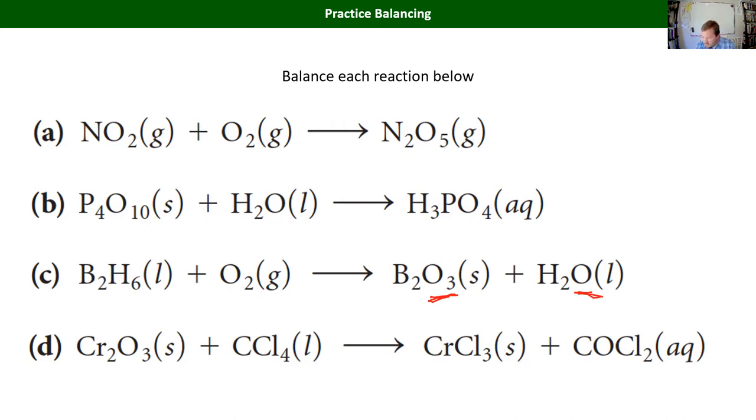So the key here is going to be the hydrogens, because we have 6 hydrogens on the left, and all of our hydrogens are being converted into water, which means we must have at least a 3 right here. And no matter what we do, if we change the coefficient in front of that boron hydride compound, we're going to wind up working in multiples of 3 waters, because we're always going to have 6 or 12 or 18 hydrogens on the left-hand side. It's always going to be a multiple of 3.